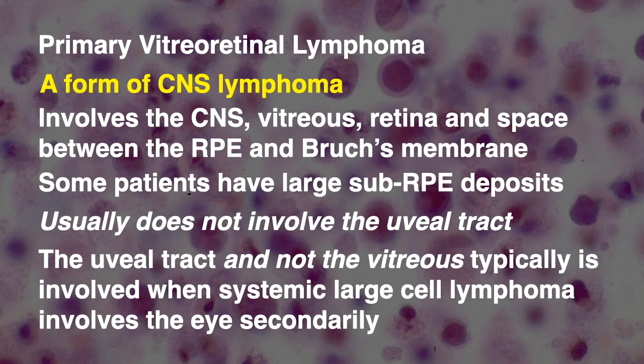Primary vitreoretinal lymphoma is a form of CNS lymphoma. It involves the CNS, the vitreous, the retina, and the space between the retinal pigment epithelium and Bruch's membrane. Some patients have large yellow sub-RPE deposits. Primary vitreous lymphoma usually does not involve the uveal tract. The uveal tract and not the vitreous typically is involved when systemic large cell lymphoma involves the eye secondarily.